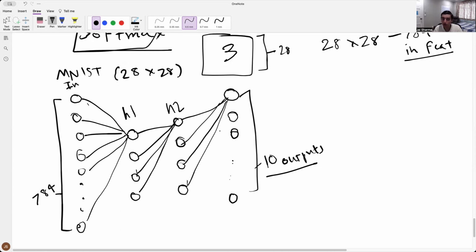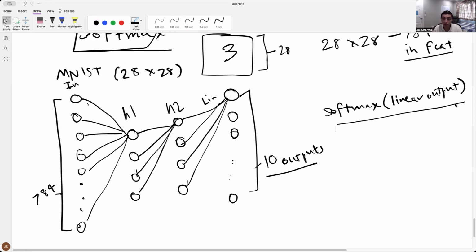Or we could just do linear regression on all of them. So let's say this is linear regression. So this one is the only one that's linear. And to the output, what we're going to do is apply softmax. Softmax onto the linear output. Okay. And that could be a strategy for finding out what a handwritten digit is.